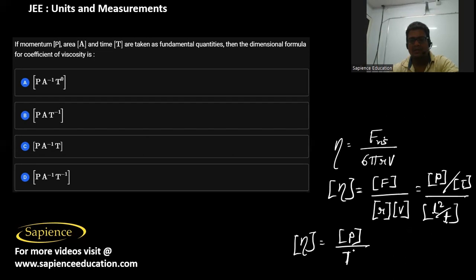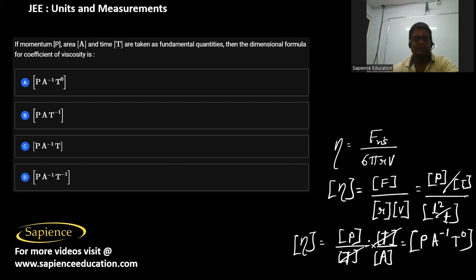So the coefficient of viscosity dimensional formula is momentum by time into time divided by L square, which is area. So this will be momentum by area. So it will be P, A power minus 1, T power 0, since time will get cancelled. So this will be the dimensional formula for coefficient of viscosity. So option A is the correct answer.